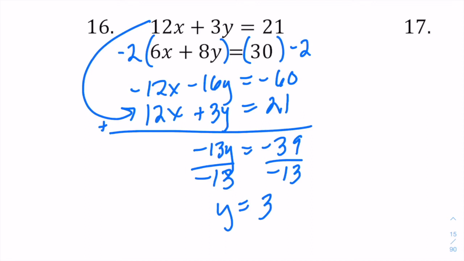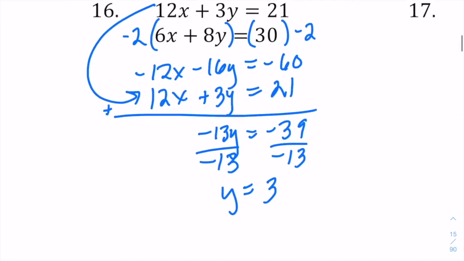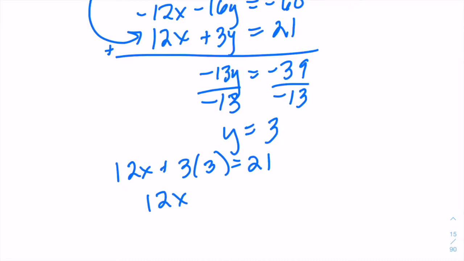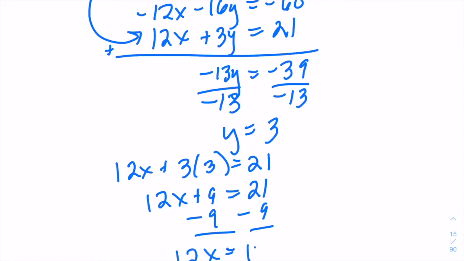Okay, we'll go ahead and plug this back into our first equation here. 12x plus 3 times 3 equals 21. And that means 12x plus 9 equals 21. Subtract 9, subtract 9. 12x equals 12. Divide by 12, divide by 12. X equals 1. So our solution, that's eerie.